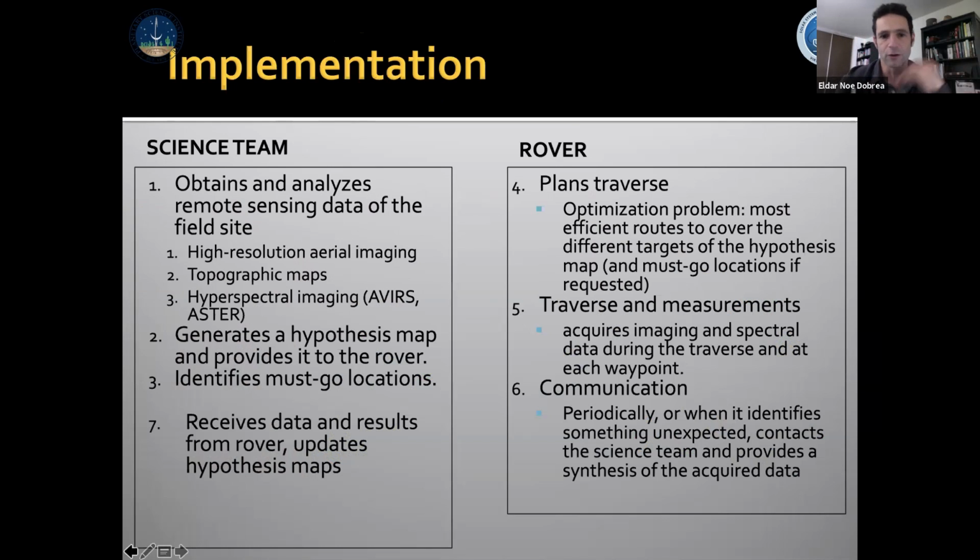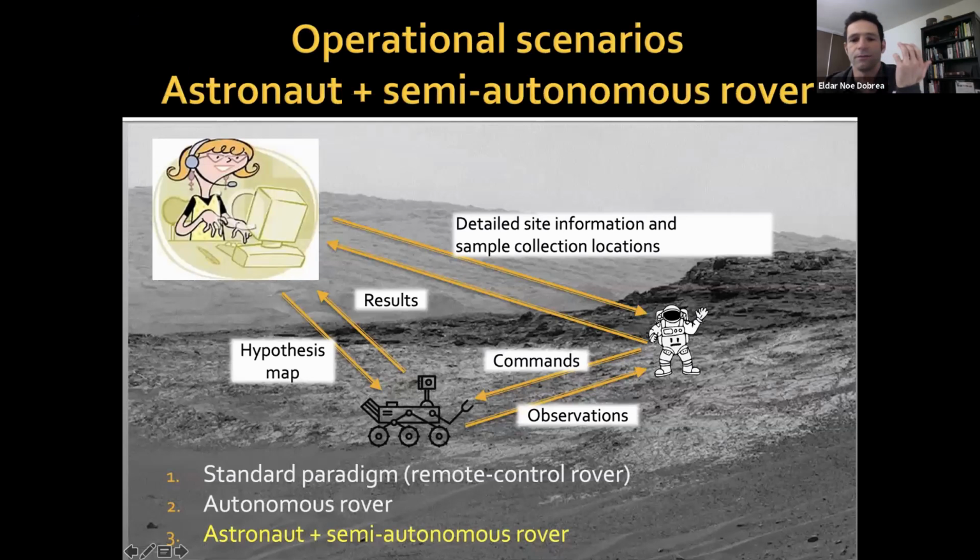So we have a group of scientists who've never seen this terrain before, and they receive high resolution aerial imaging of the area. They receive topographic maps of the area, and they get hyperspectral data cubes in the infrared from AVIRIS, which is the infrared airborne spectrometer, and ASTER, which is a thermal infrared one. The scientists then analyze the data and create the hypothesis map. So let's go to the next one now.